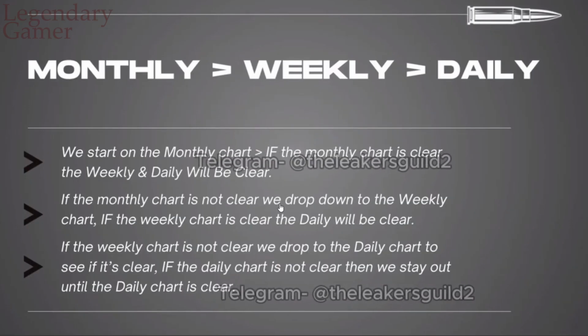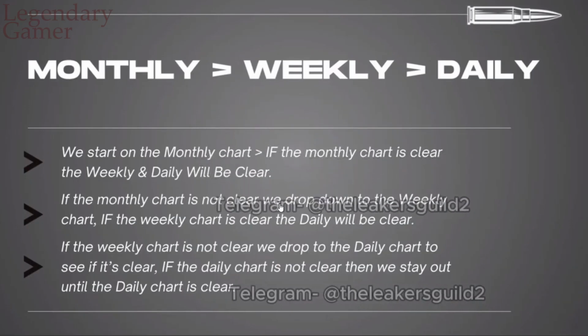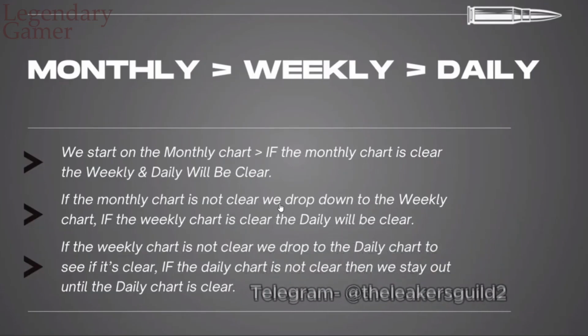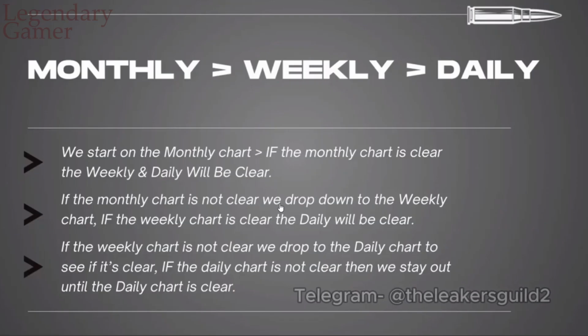So when we start off on the monthly chart, if the monthly chart is clear, then the weekly and the daily chart will be clear as well. If the monthly chart is not clear, then we drop down to the weekly chart, and if the weekly chart is clear, then the daily chart will be clear as well. Now if the weekly chart is not clear, then we drop down to the daily chart to see if it's clear. If the daily chart is not clear, then we simply stay out until the daily chart is clear.